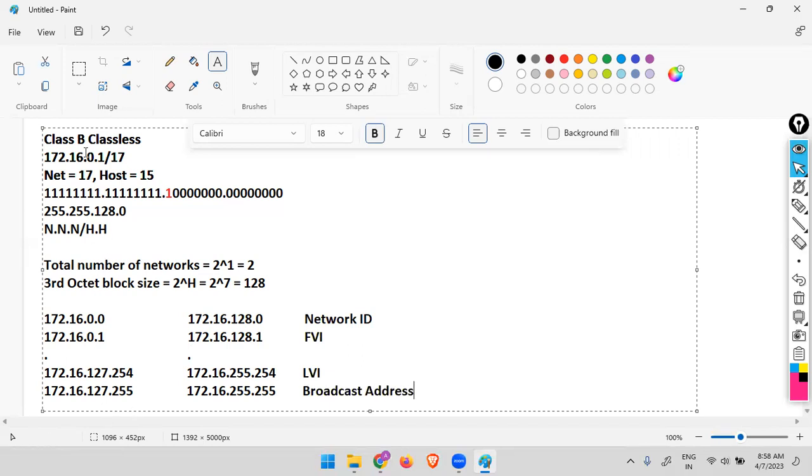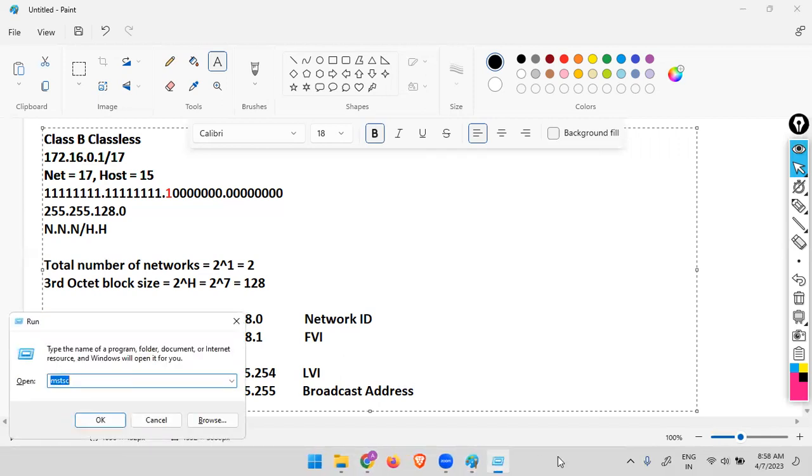If I'm giving an IP, let's say 172.16.0.1, then according to our calculation the network ID is 0.0 and the broadcast address is 127.255, correct? So if I give this IP and this subnet mask in my system, according to this, it is my broadcast address. That means I cannot use it. Let's test. Let's check.